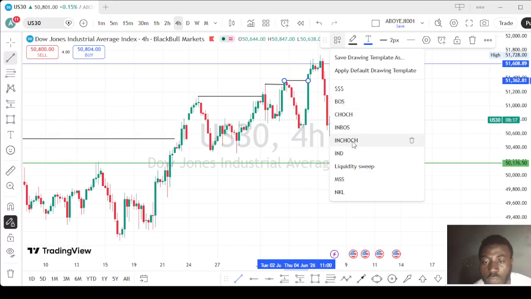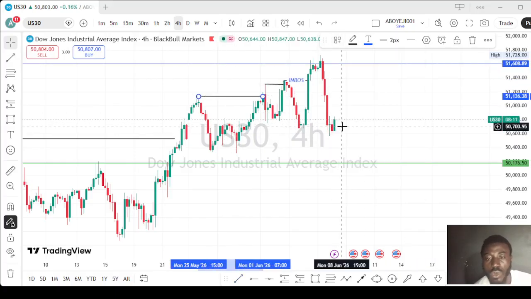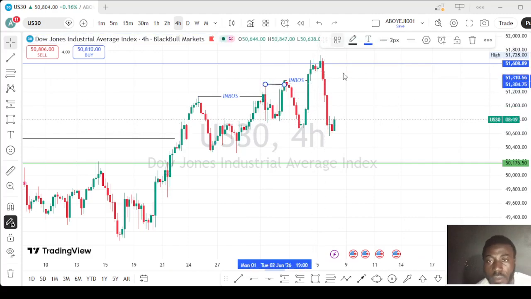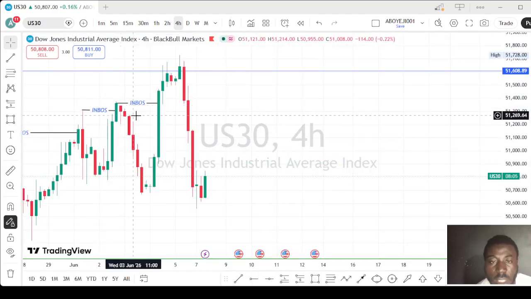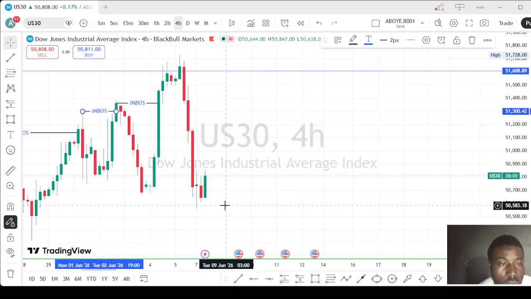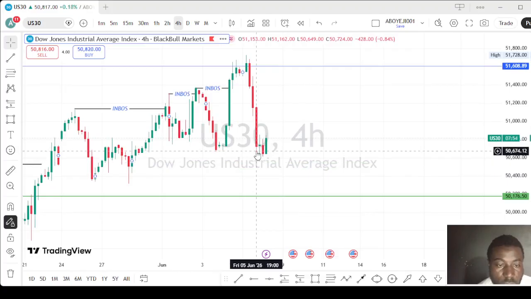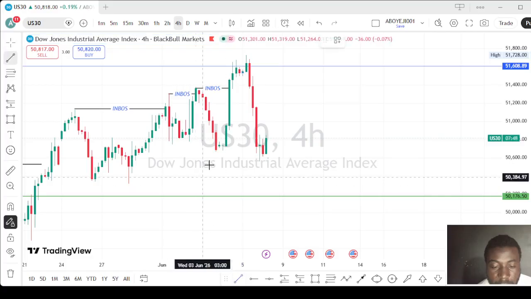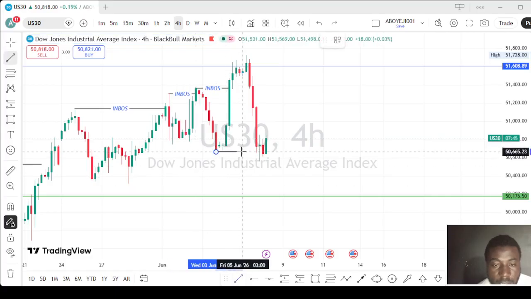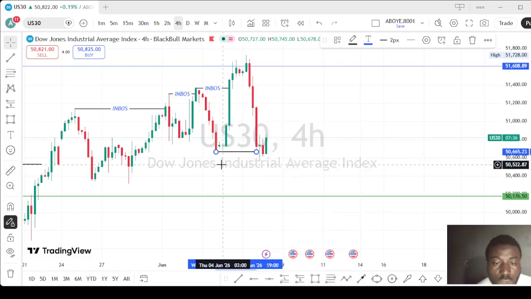This opportunity I took it, but market took me out and continued. You can see the market has started continuing. So this is what is happening inside the market now. So let's see what the market is doing. Let's say this is a liquidity market sweep. This is a liquidity trend. This is a liquidity sweep. So this is what the market is doing.